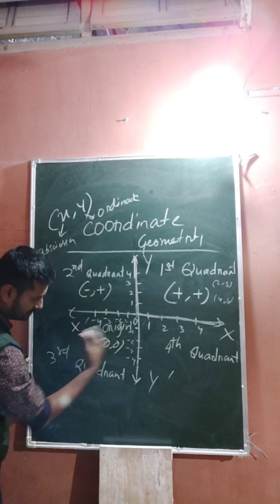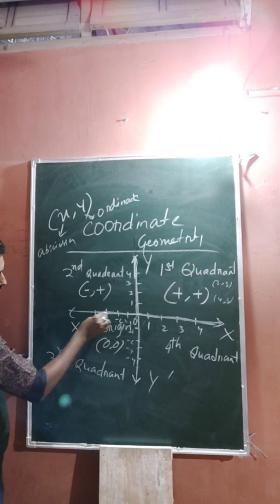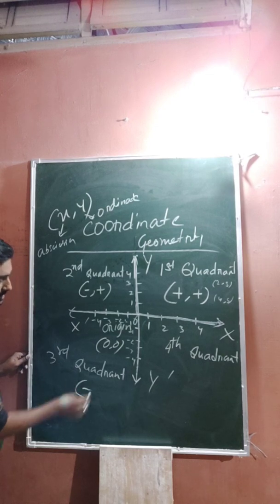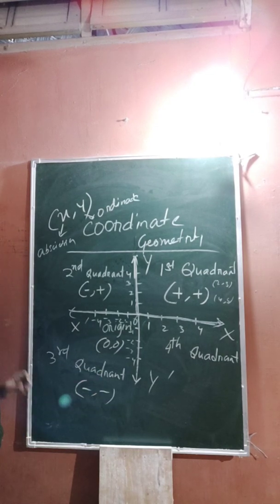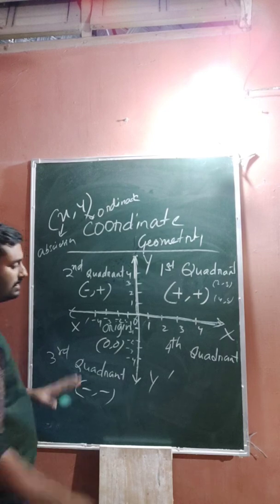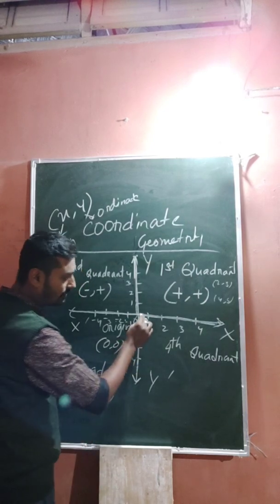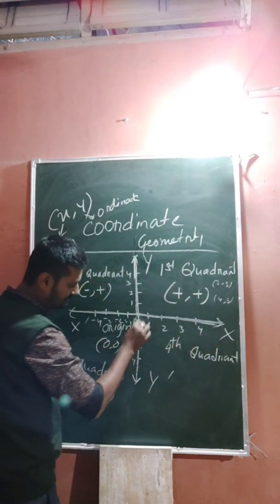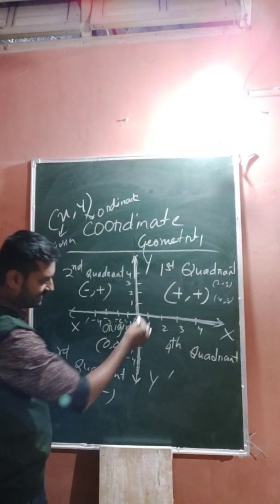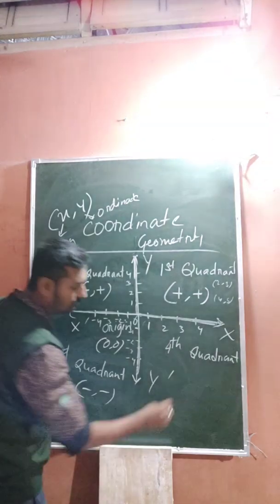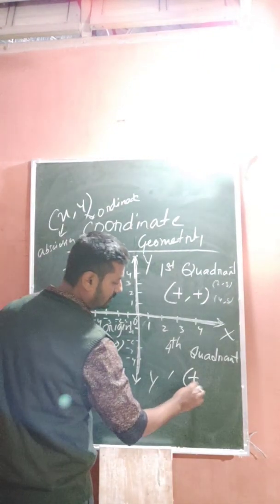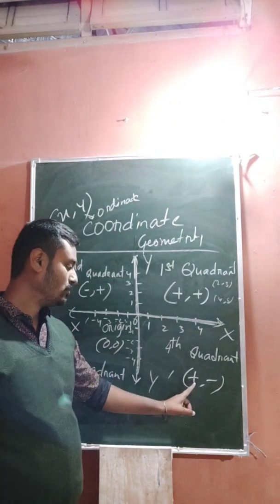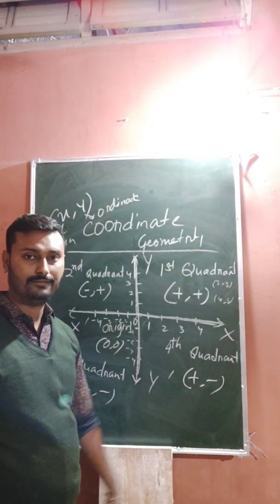Now come to the third quadrant. The third quadrant means this part, so this x part and this y part are both negative. That means any point lying in the third quadrant has both coordinates negative. Now come to the fourth quadrant. The fourth quadrant has this part of x and this part of y. That means x is positive and y is negative. So any point lying in the fourth quadrant has x positive and y negative.